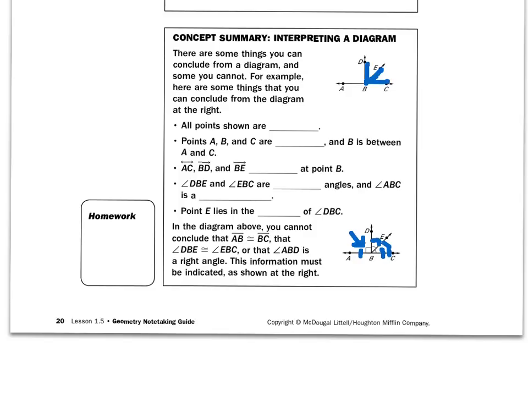Here's what we can assume. We can assume that all the points here are coplanar. We're not going to try to mess you up and say, oh, A is floating above the plane. No. So we can say that A, B, and C are collinear. If they look like they're on the same line, they are in the same line. Another thing we can say is that there is an intersection between these three, and it is at point B.